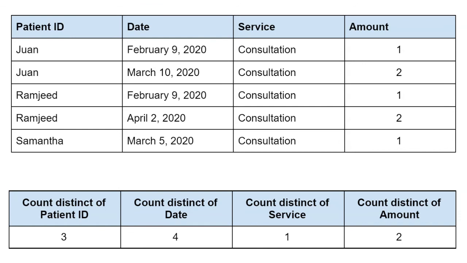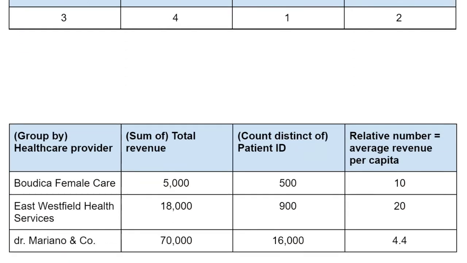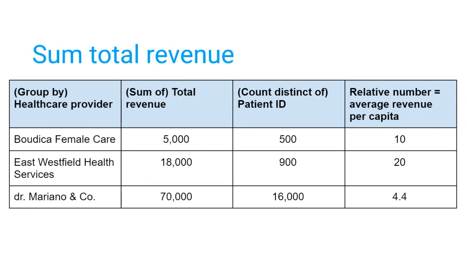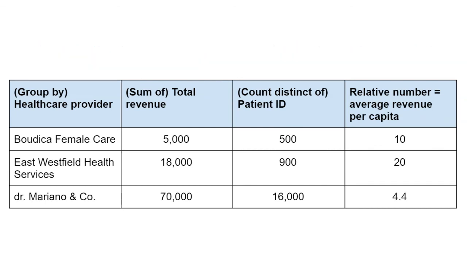For the purpose of analyzing healthcare claims data, we apply this function primarily for per capita calculations using the distinct count of patient IDs. If we are asked to compare healthcare providers based on the average cost per patient, we can thus calculate the sum of total revenue per healthcare provider divided by the distinct count of the amount of patients. The output will be our relative number, namely average revenue per capita.